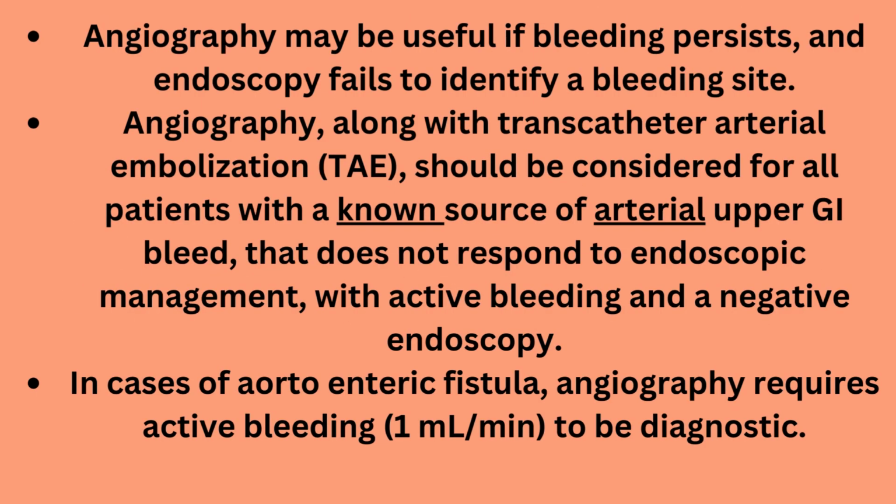Angiography. Angiography may be useful if bleeding persists and an endoscopy fails to identify a bleeding site. Angiography, along with transcatheter arterial embolization, TAE, should be considered for all patients with a known source of arterial upper GI bleed that does not respond to endoscopic management, with active bleeding and a negative endoscopy. In cases of aortoenteric fistula, angiography requires active bleeding, 1 ml per minute, to be diagnostic.